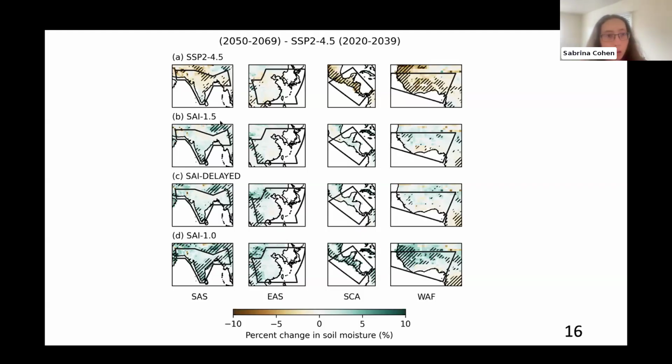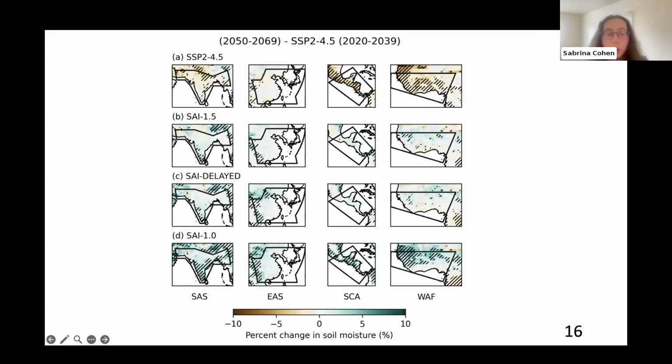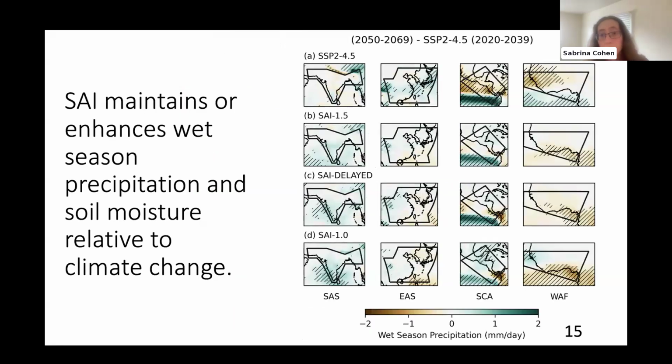So, for example, if we look at the top row here, the climate change scenario, we can see that in South Asia and East Asia, there's not too much change in soil moisture, because if we go back here briefly, we can see that there wasn't much change in precipitation, so that makes sense. But if we look at South Central America and West Africa, we can see large decreases in soil moisture due to the decreases in the wet season precipitation under climate change.